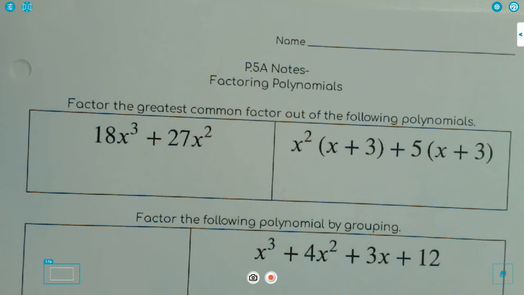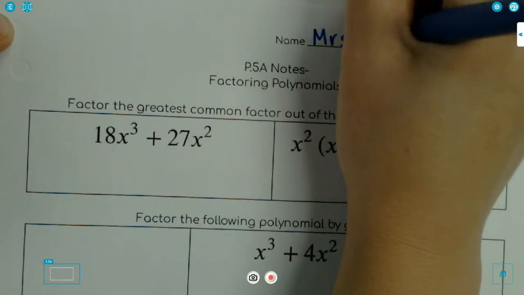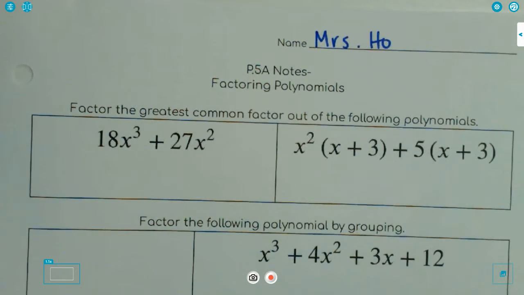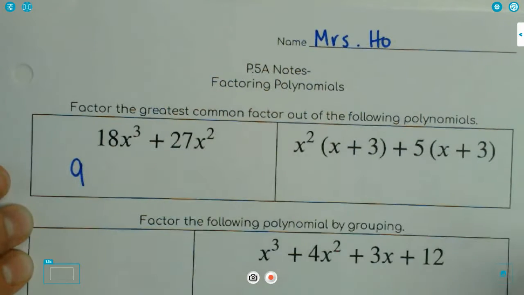Okay, so the first two on here are greatest common factor. For greatest common factor problems, what I think about is as undistributing. So we figure out what we can undistribute out of the problem. What can we divide 18 and 27 both by? 9. And then x cubed and x squared.